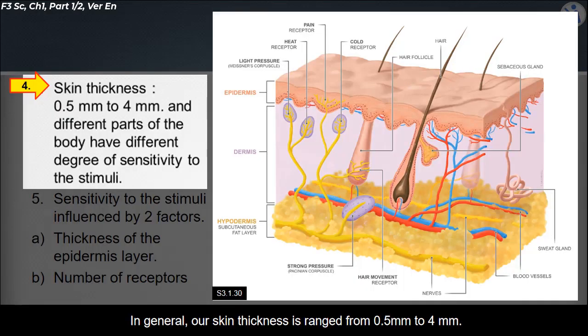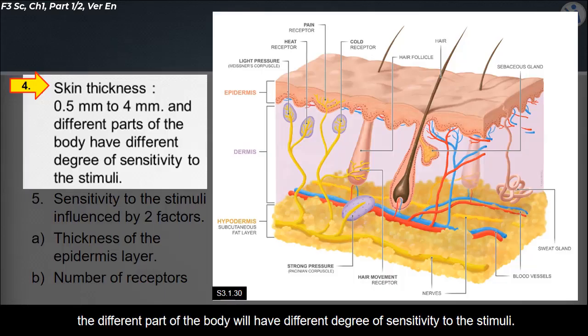In general, our skin thickness ranges from 0.5 mm to 4 mm. And different parts of the body have different thickness. Since the thickness of the skin influences its sensitivity to stimuli, different parts of the body have different degrees of sensitivity to stimuli.